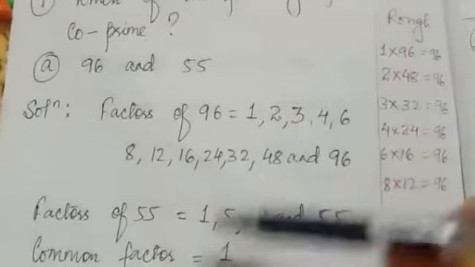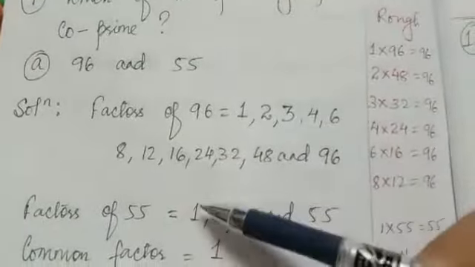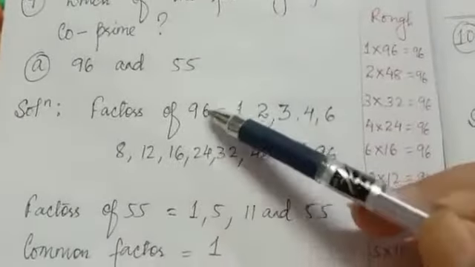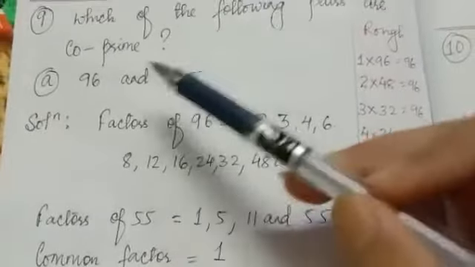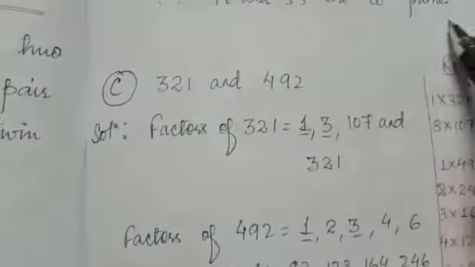Now if you see the common factor, only 1 is there. 1 is the only common factor of 96 and 55. So this is your co-prime. So 96 and 55 are co-prime.